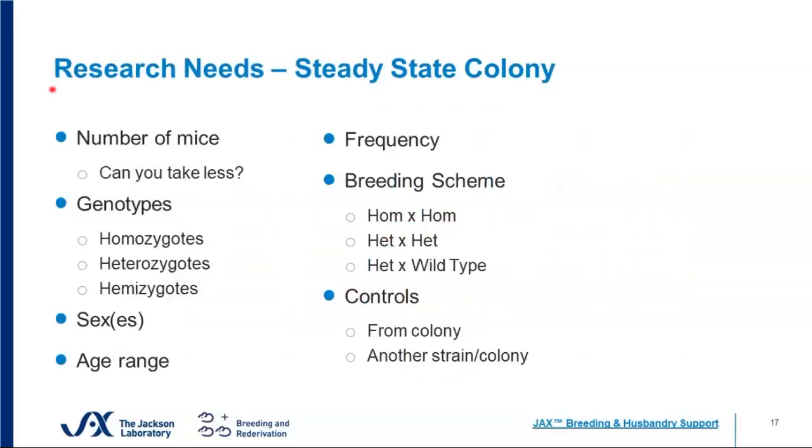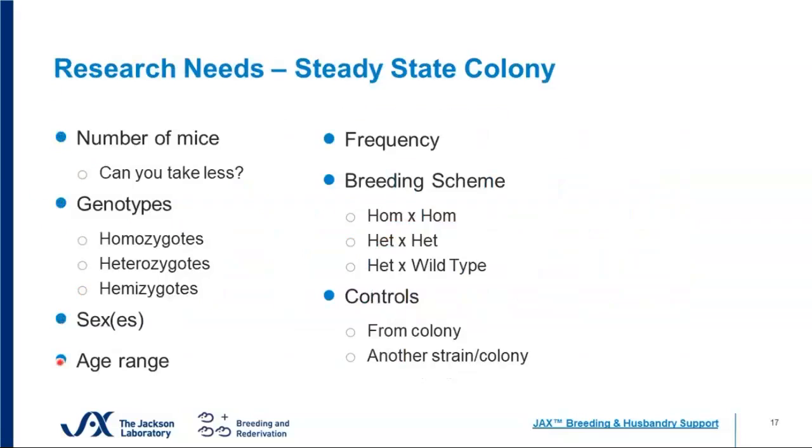All right, so to determine how large your colony needs to be, you need to make a number of decisions. You need to know how many mice you need and whether you can take less. You need to know the genotypes of the mice you need. Do you need homozygotes, heterozygotes, or hemizygotes? Do you need males or females or both sexes?